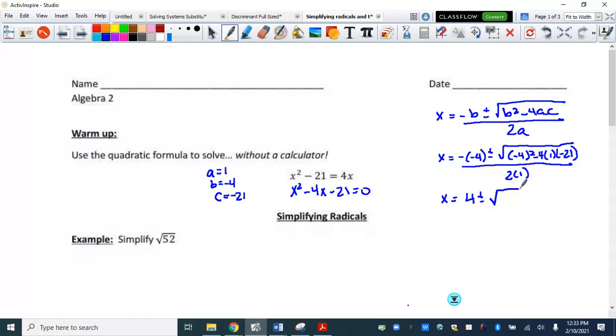Now this is the part where I wanted you to do it without a calculator. So -4 squared is 16. It's a positive 16 because a negative times a negative is a positive. And this is -4 times -21, so it's going to be a positive 84, all over 2. And when I add 16 and 84, I get 100.